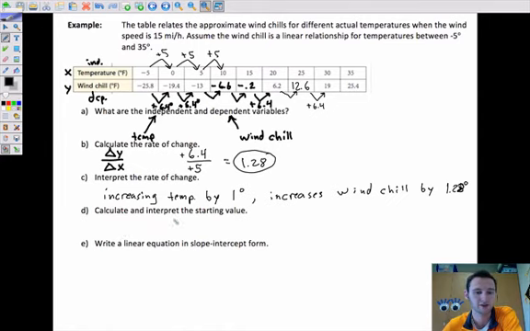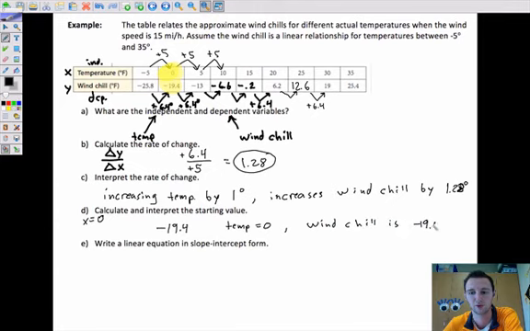Our starting value, we talked in the previous video about how the starting value is just whenever x equals 0. And so conveniently for us, x equals 0 is on that table. So when x equals 0, y equals negative 19.4. So when the temp is 0 degrees, the wind chill is negative 19.4 degrees. Okay, and that's our starting value.